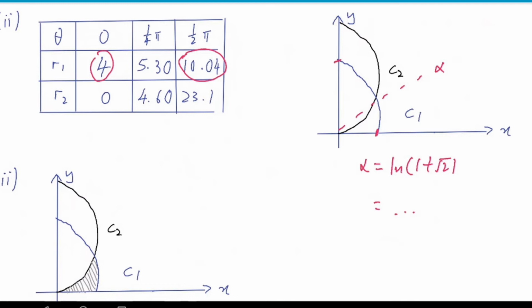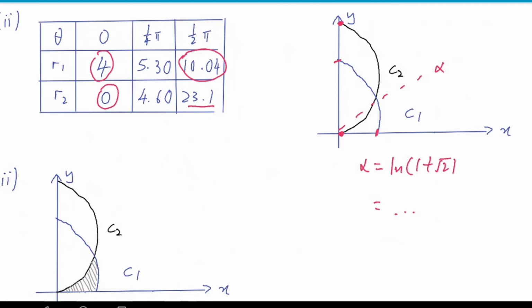Okay, 10 point something, right? C2, when theta equals 0, C2 has an r value of 0. So you know that C2 will actually start at the pole. And when theta equals half pi, when you substitute into C2, the r value is actually quite large, which is 23.1. So it should be further away from here.